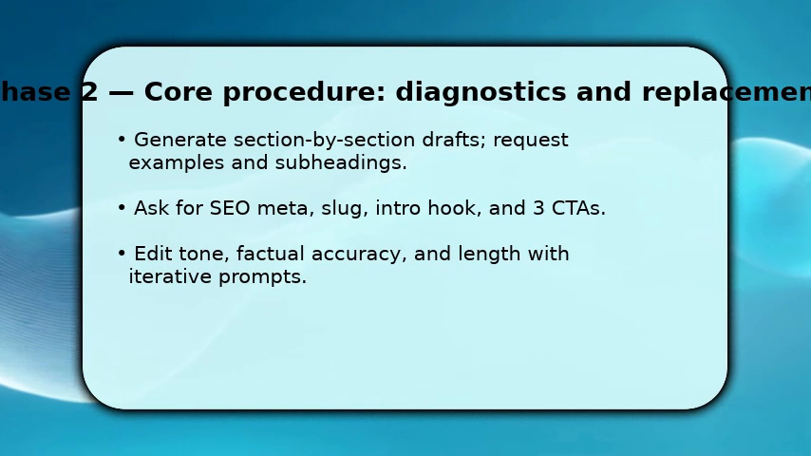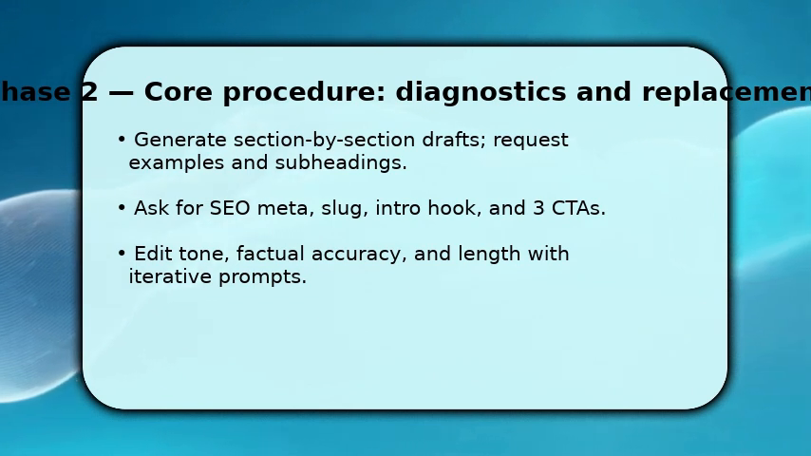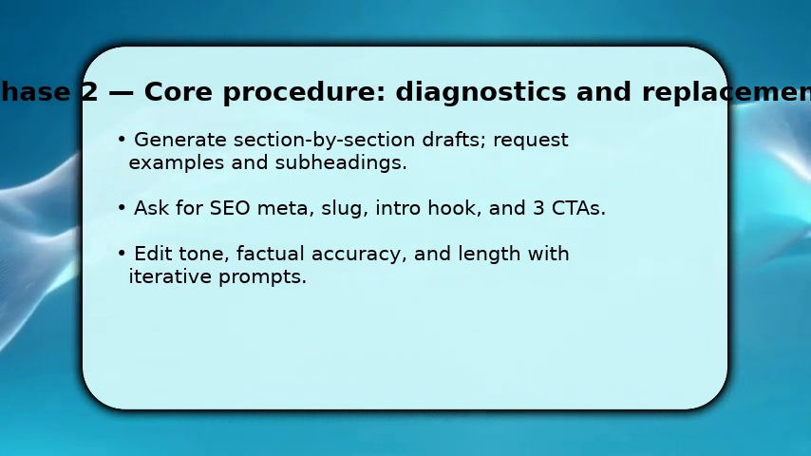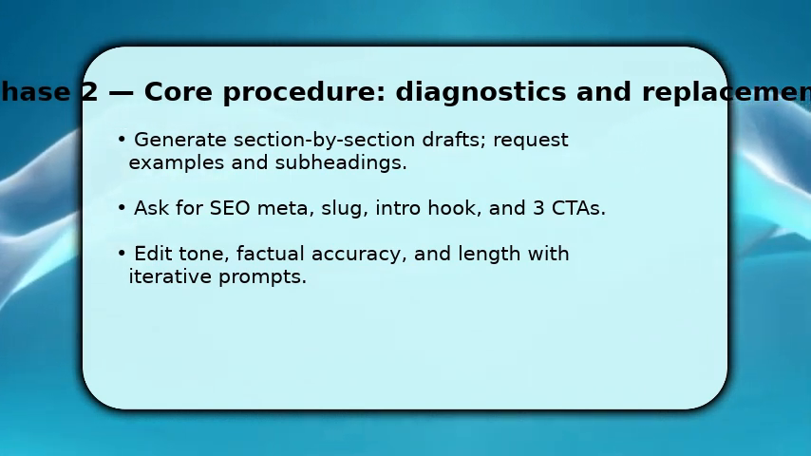Once you have all sections, use iterative prompts to tighten tone and factual accuracy. Say, make this friendlier and cite sources, and adjust length by asking for an expanded or condensed version. Keep checking section transitions for flow and coherence.